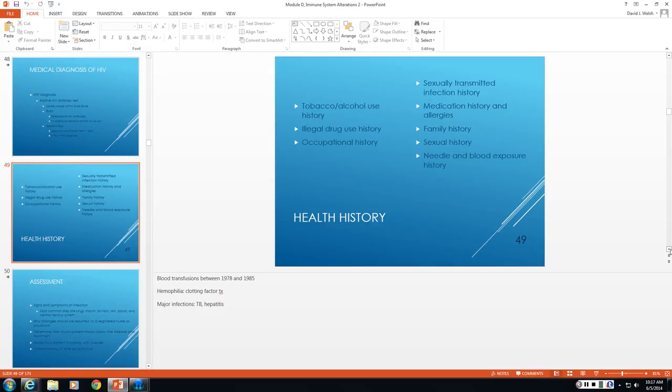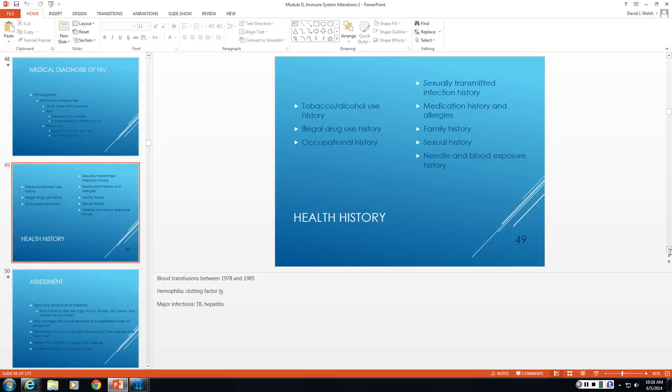So, some health histories that you need to know about. Tobacco and alcohol use, any kind of illegal drug use, or occupational history. Did they work in some type of field where they would have got a needle stick or been in contact with any kind of fluids? Their sexually transmitted infection history. Do they have a history of any kind of sexually transmitted diseases? Their medication history and allergies. What kind of family history do they have? What type of health was their mother in? Could this have been something that was transmitted from their mother? Their sexual history. Also their needle and blood exposure history.